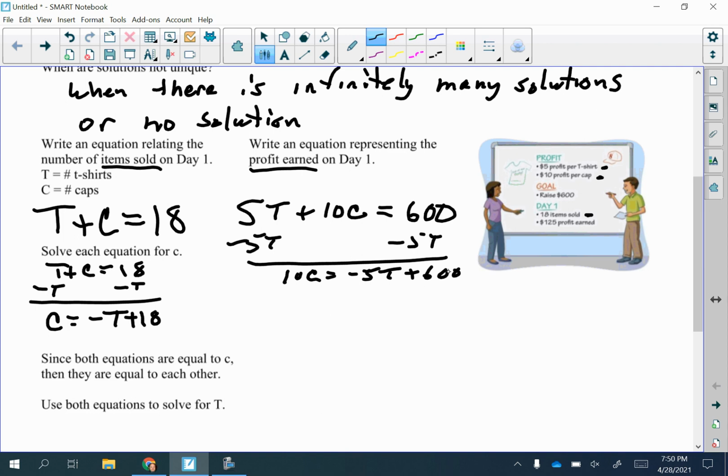And you know what? I made a mistake. It should not be 600. It should be 125. So you might have saw that already. So let's fix that. And it's 125 because that's the profit earned. So I'm going to divide everything by 10. And I get c equals negative a half t plus 12.5.